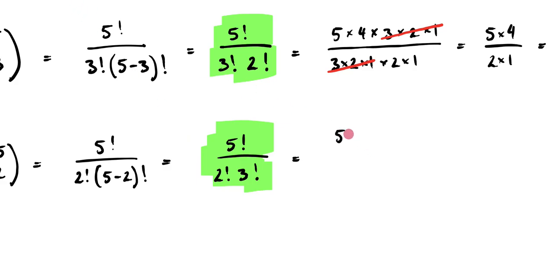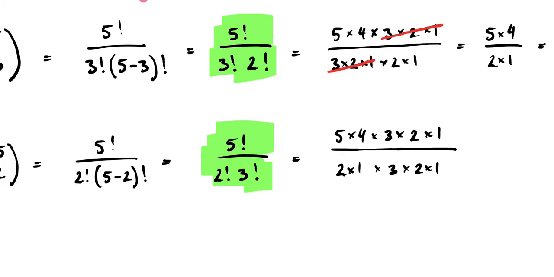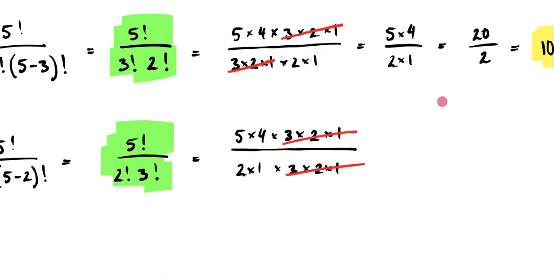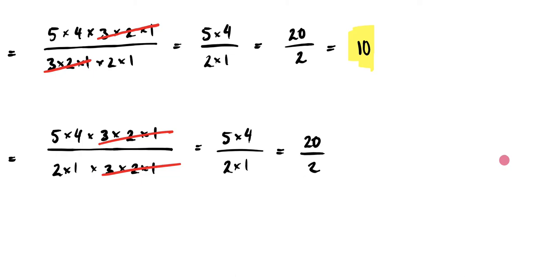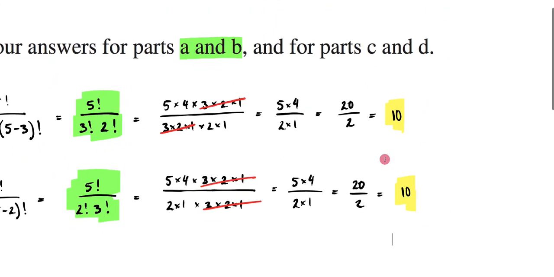So this is going to be 5 times 4 times 3 times 2 times 1 over 2 times 1 times 3 times 2 times 1. I then can cancel that with that, and I'm going to be left with 5 times 4 over 2 times 1, which is 20 over 2, which is the same as 10. So let me highlight that. That is my answer to B, and as you can see, the answers to A and B are the same.